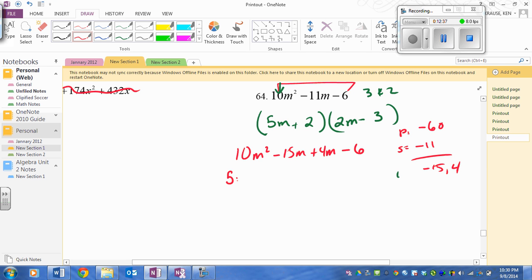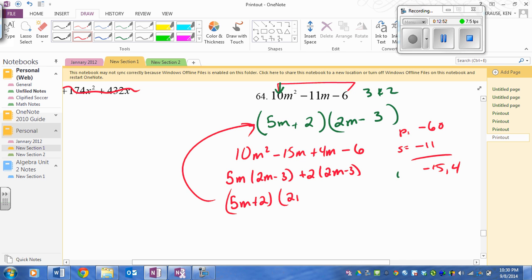Out of this I can take 5m. I'm left with 2m minus 3. Out of this I can take 2. I'm left with 2m minus 3. So I get 5m plus 2, and the other one is 2m minus 3.